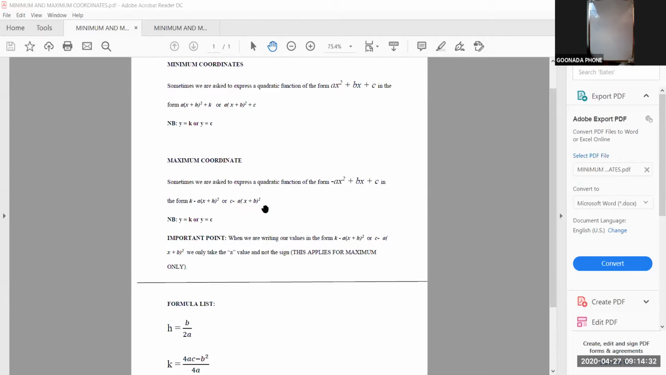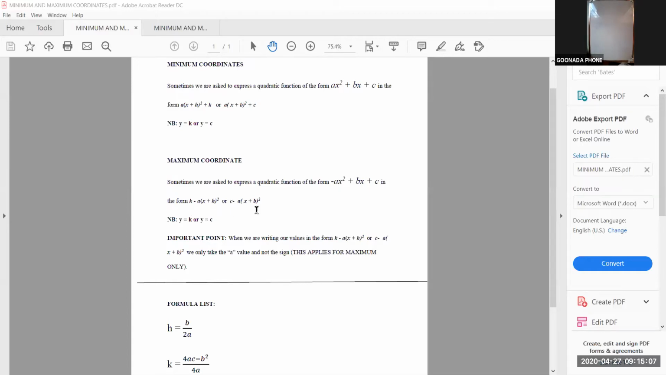Now you might ask yourself, how do you know the difference between minimum and maximum coordinates? When we did graphs, we did minimum and maximum value, right? And there was a fundamental difference there. That difference there is the sign here, okay? Once you see a negative sign in front of the coefficient of x squared, which is a, you know that you have a maximum coordinate there, or a maximum value if you were doing graphs, okay? And that will tell you the shape of the graph, etc.